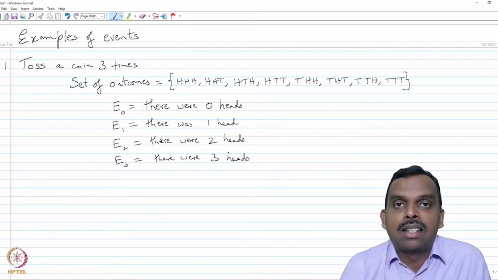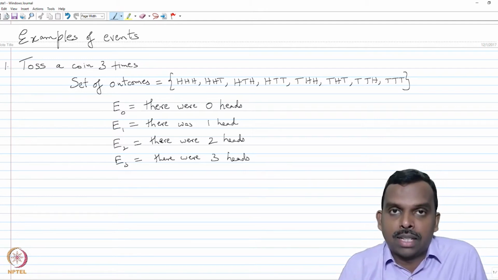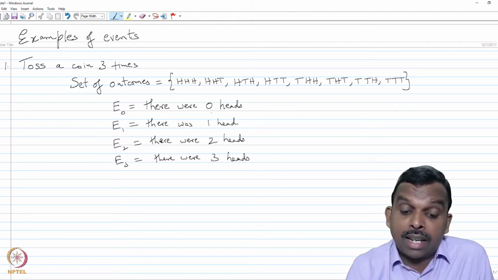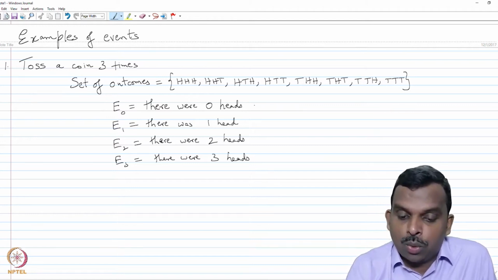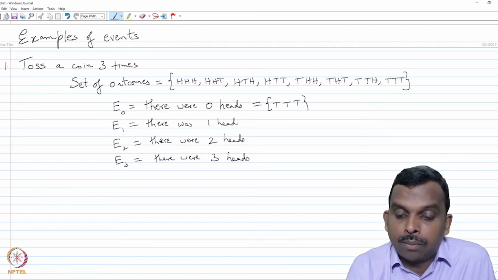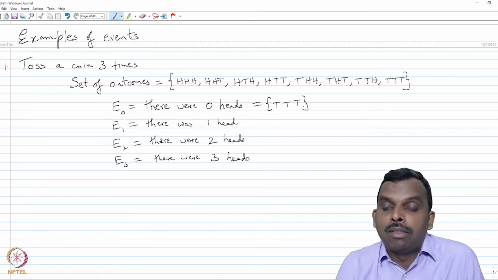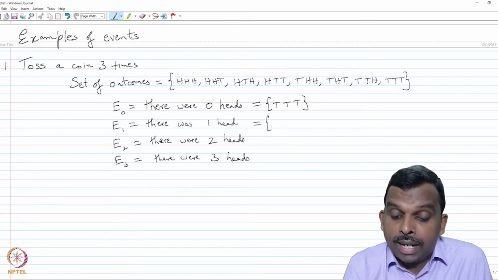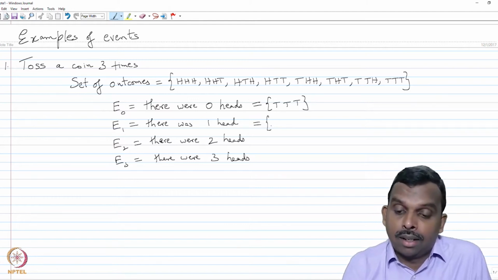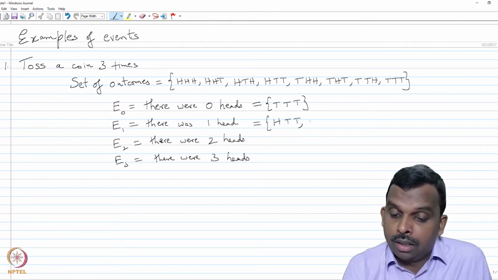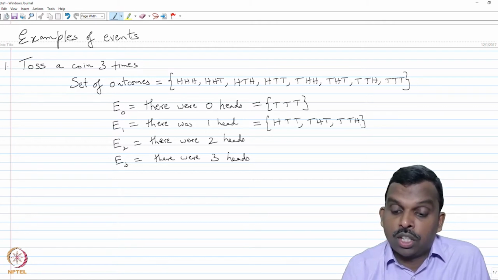For each of these events, I'm going to write down the subset of the set of outcomes which specifies that. Now you can see there are 8 possibilities. If I say I want 0 heads, there's actually only 1 possibility that can happen here. So this is simply the subset TTT. Any other outcome I pick, there will be at least 1 head, and E0 will not contain that. So now what about 1 head? There should be exactly 1 head. So that has 3 possibilities. You can have HTT, THT, and TTH.